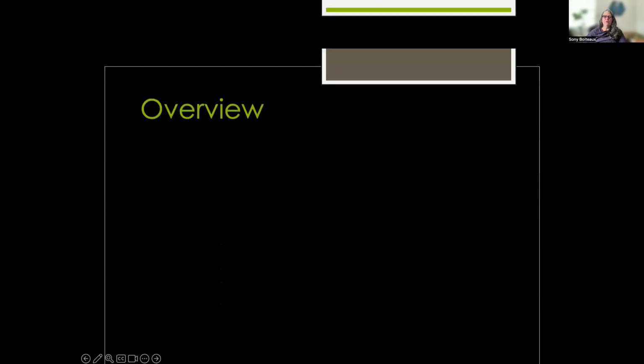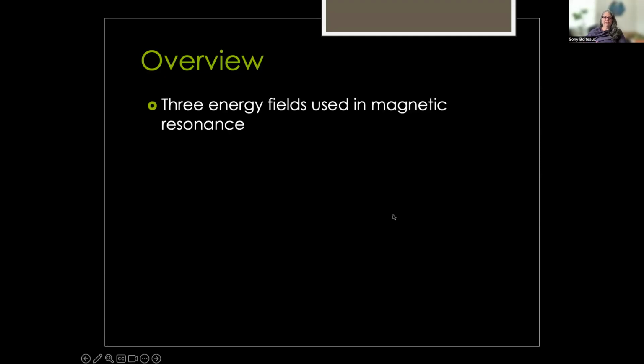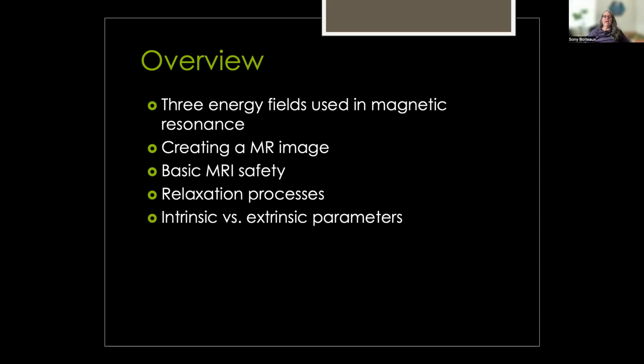So an overview of our talk, we will take a look at how MRI uses three energy fields. Then we'll talk about the steps needed to create an MR image and some basics of MRI safety. Then we'll look at the two relaxation processes that are critical to creating image contrast in MRI. And we'll take a look at intrinsic parameters that are inherent to our patient versus the extrinsic parameters, which are the parameters we as the technologist and radiographer adjust. And that will give us a varied image weighting based on our image contrast.